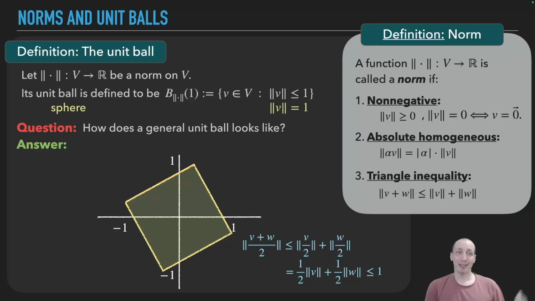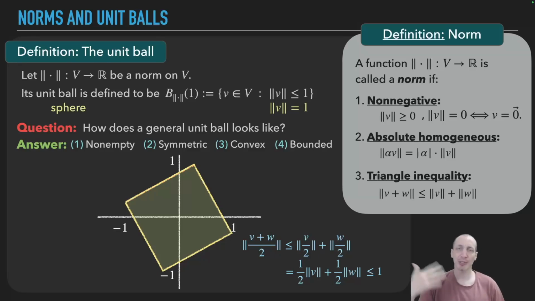So the answer is if you have a general unit ball, then first it should be non-empty, or it contains the origin. It should be symmetric. If it contains V, then it contains minus V. It should be convex, so any 2 points that are inside the unit ball, then the entire segment between them is also in the unit ball. And finally, one more property that it should be bounded, right? Because we're talking about vectors with norm at most 1, so we cannot go to infinity.